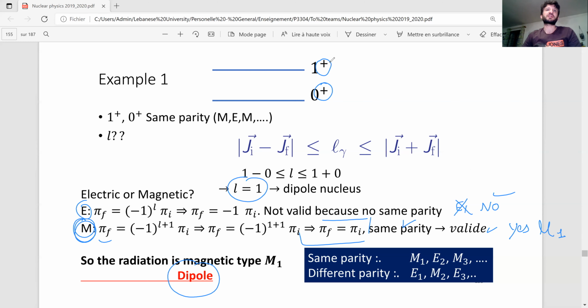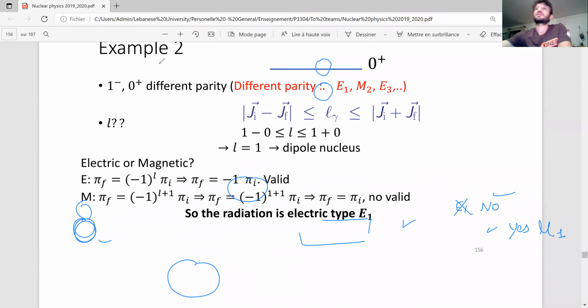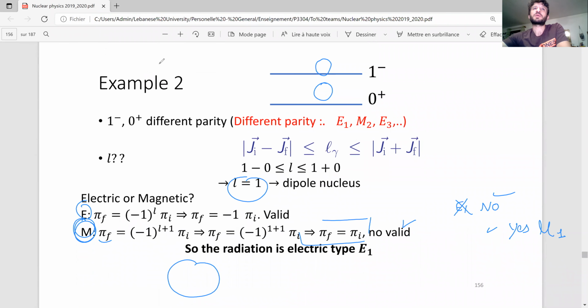We go directly to the second example. The first example was the case of the same parity. Now we go to another example, where we have a different parity.